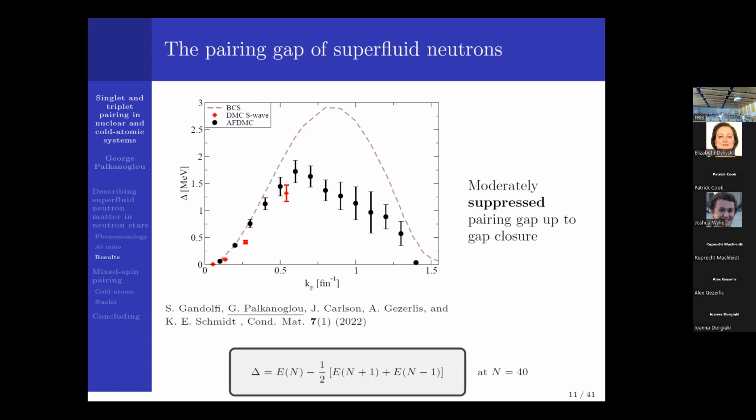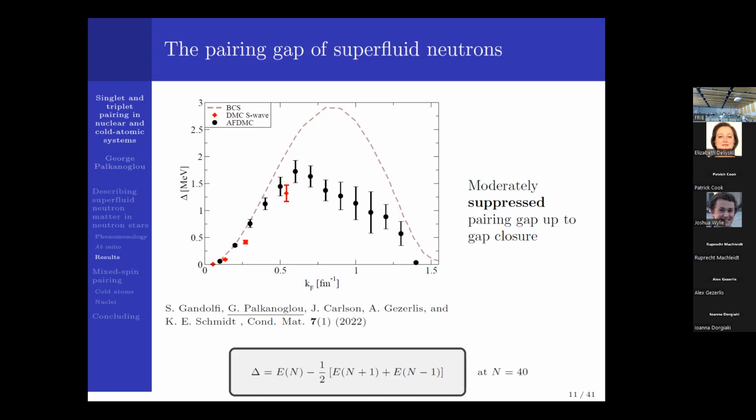We see that the BCS, the mean field description, was qualitatively correct, but there's around a factor of 2 suppression from the mean field results. Again, these are essentially exact results up to their error bars, right?